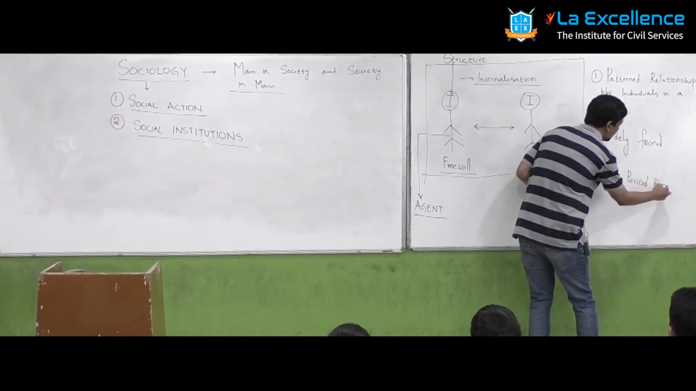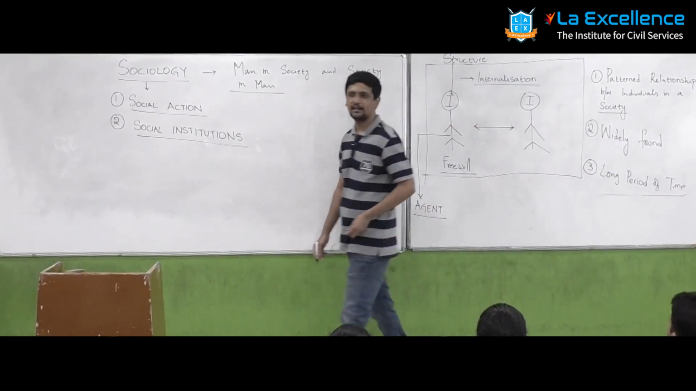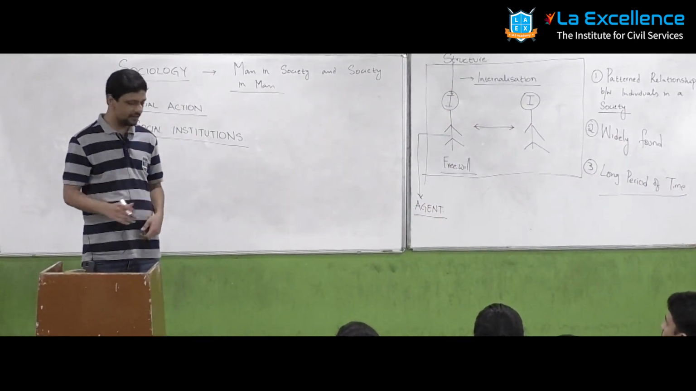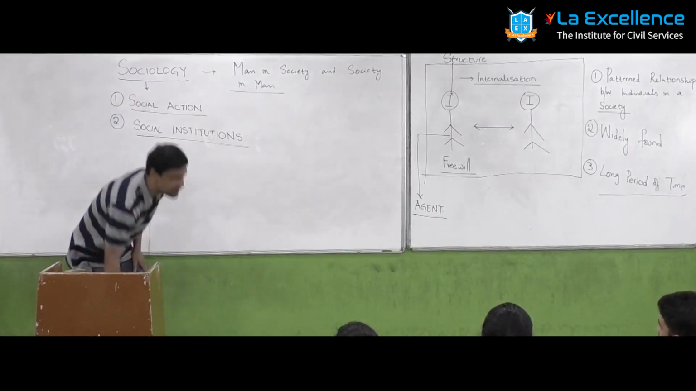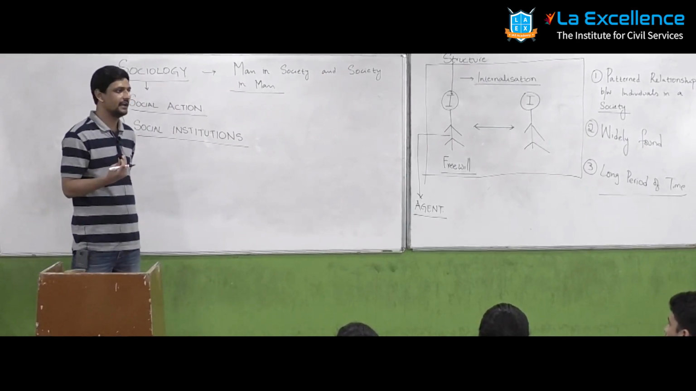It exists for a long period of time. That is, this father-child relationship existed in your father's generation, in their father's generation, in their father's generation, like this, right? For many generations altogether, this relationship between father and child exists, right?